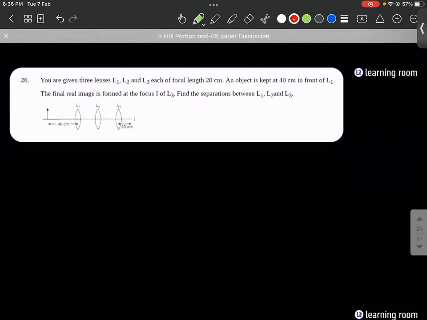You are given 3 lenses L1, L2, and L3, each of focal length 20 centimeter. An object is kept at 40 centimeter in front of L1. The final real image is formed at the focus of L3. Find the separation between L1, L2, and L3.